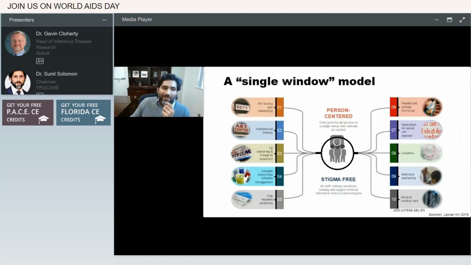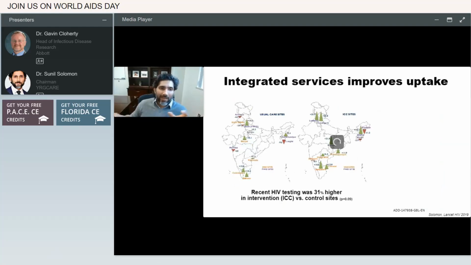We actually attempted a single window model in India where we tried to integrate different services, from HIV prevention to testing to harm reduction to STI management within the same facility. And what we essentially found was that bringing all these services together increased the uptake of HIV testing. So the green arrows that are going up show you the absolute percentage point difference at the community level of the proportion of people who inject drugs or men who have sex with men who were tested, was about 31% higher. And this was noted by the government of India, and we've been working with them. It's actually been translated into policy.